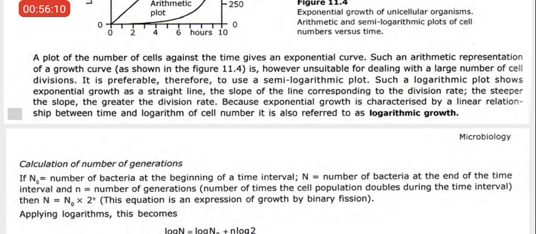Such a logarithmic plot shows exponential growth as a straight line, the slope of the line corresponding to the division rate. The steeper the slope, the greater the division rate. Because exponential growth is characterized by a linear relationship between time and logarithm of cell number, it is also referred to as logarithmic growth.